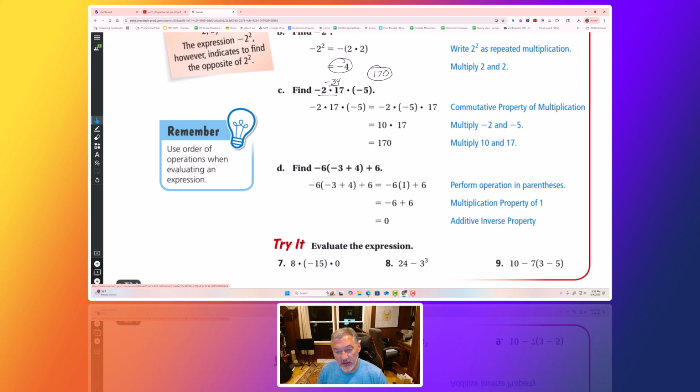And then this one here, if I look at it, I have -3 plus 4. So if you think about that, the absolute value here is going to be a 1. So I have 1 inside of here. And then you do -6 times 1. And -6 times 1 is -6. And -6 plus 6 equals 0. So that's how you get 0.